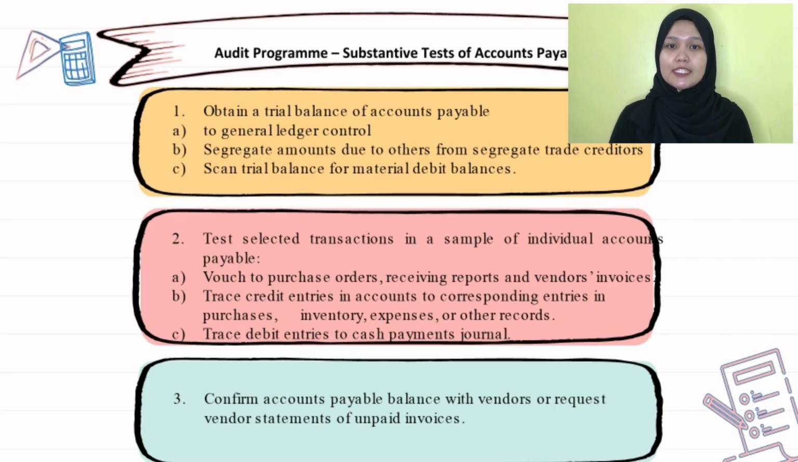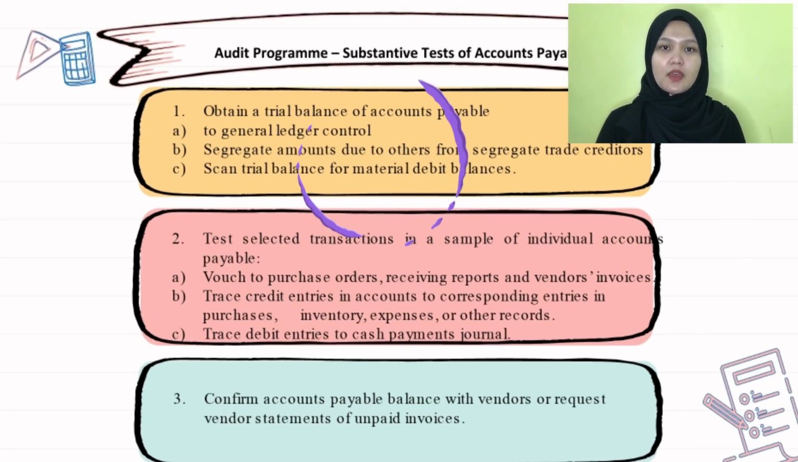The first one is that an auditor can obtain a trial balance of accounts payable. By doing so, they can A. Verify arithmetical accuracy of subsidiary ledger accounts and aggregate total to general ledger control. B. Segregate amounts due to others from trade creditors. And C. Scan the trial balance for material debit balances.